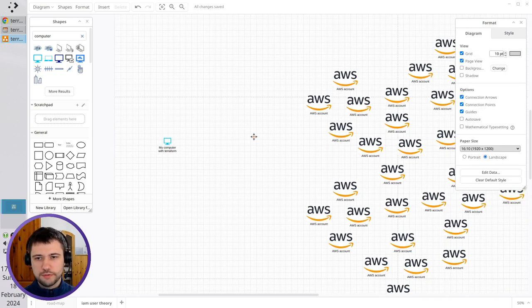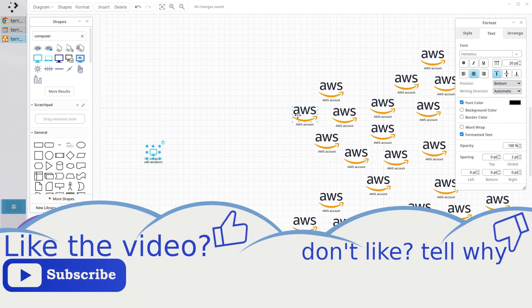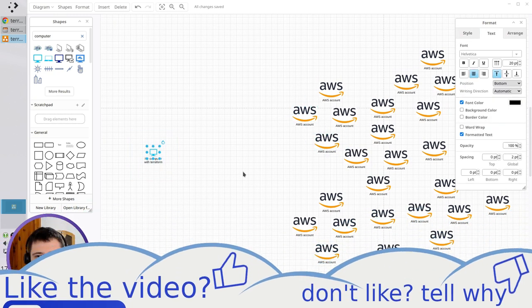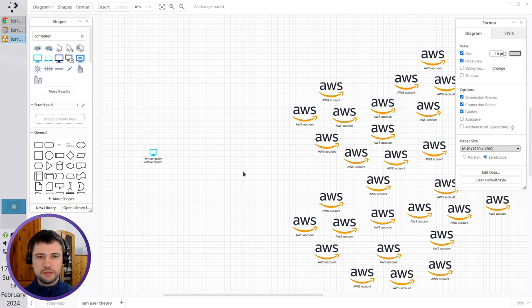And now the question, how does my computer know to which AWS account to deploy resources? The answer is IAM user. This is why we created it.